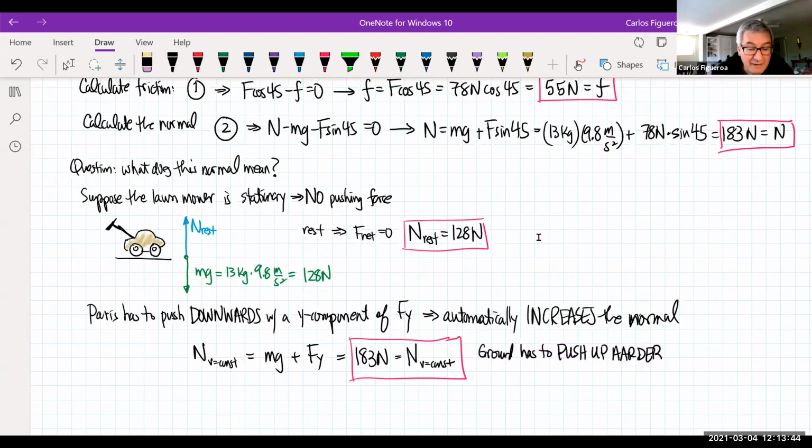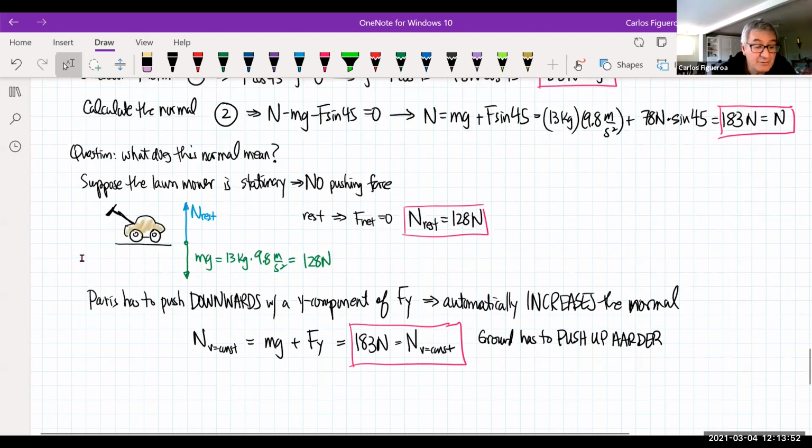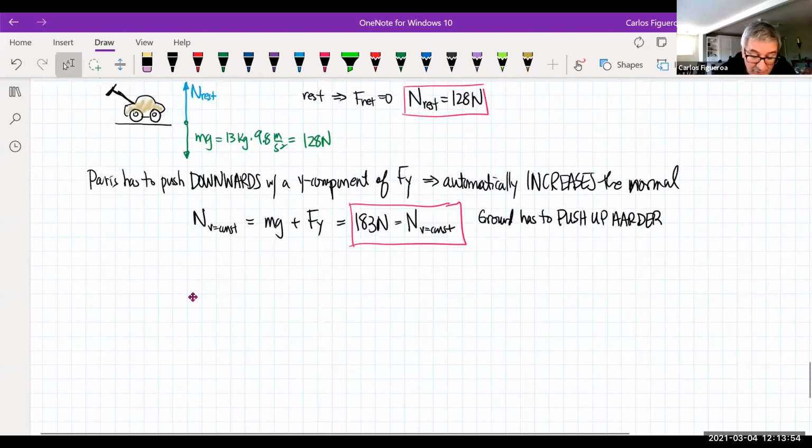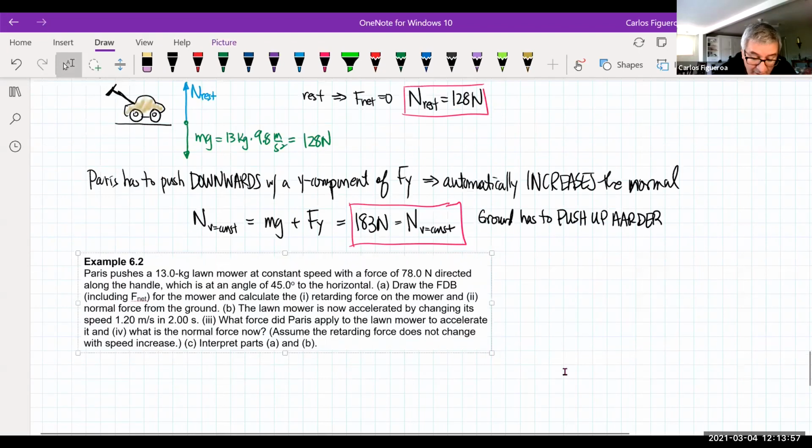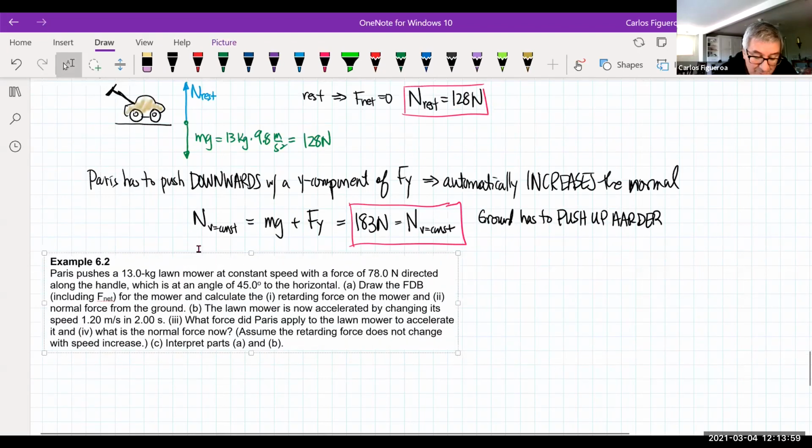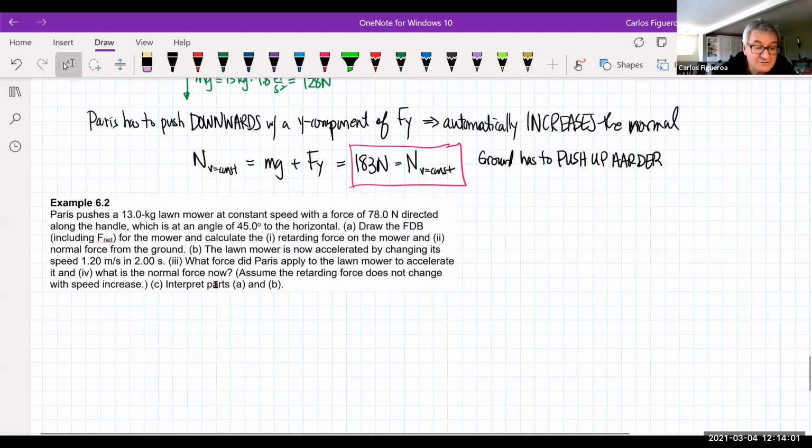And that's what I mean by interpreting what that normal means. There's a reason why this is bigger, and that's because there's a y component. Now what I want to do here is change the scenario and look at B. Okay, let's go look at B here.